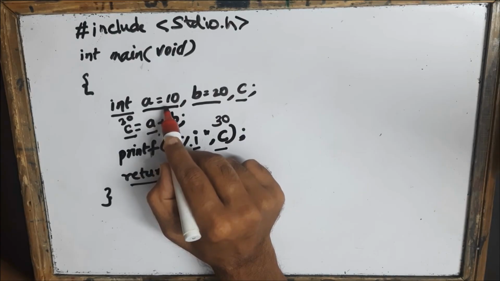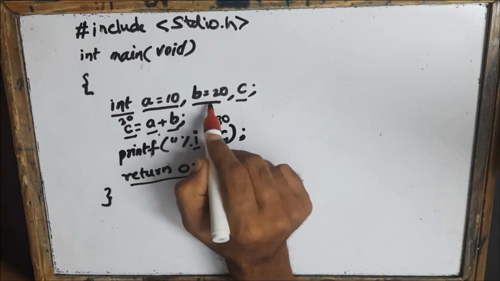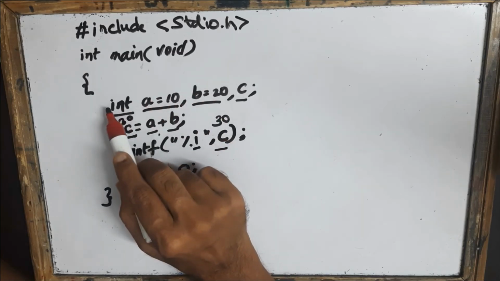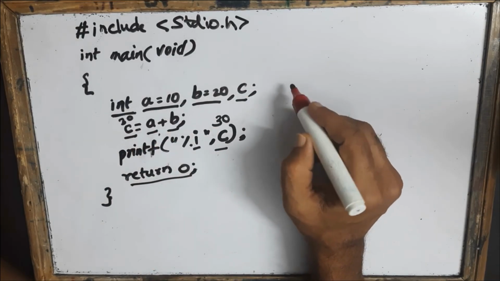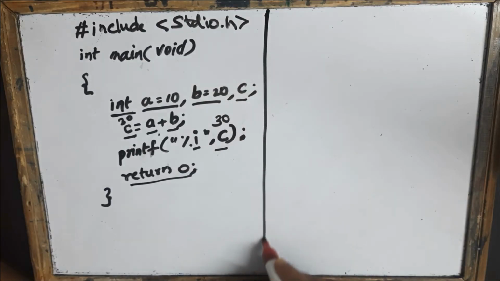So now our main focus is on these two variables. We initialized A with 10, we assigned A with 10, B is equal to 20, and we declared them as integers. So our main focus today is data types.